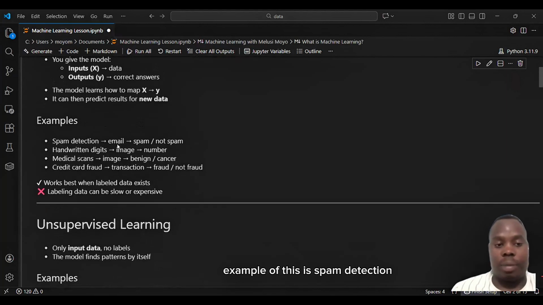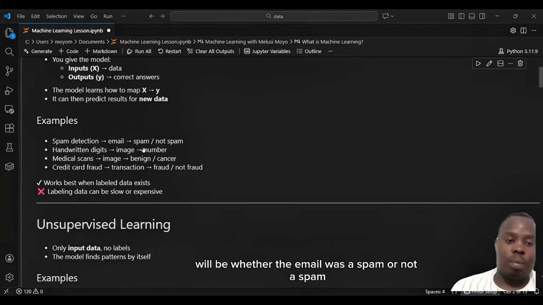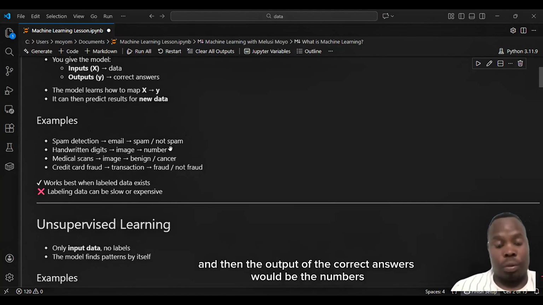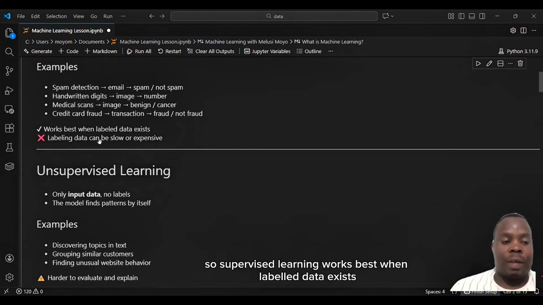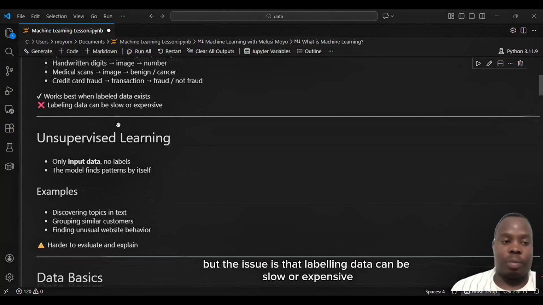An example of this is spam detection. Your data would be emails, and then your output or correct answer column will be whether the email was a spam or not a spam. This also works with handwritten digits. You'd have images, and then the output or the correct answers would be the correct numbers for each image. Then it can work with medical scans as well or credit card fraud. So supervised learning works best when labeled data exists. But the issue is that labeling data can be slow or expensive.